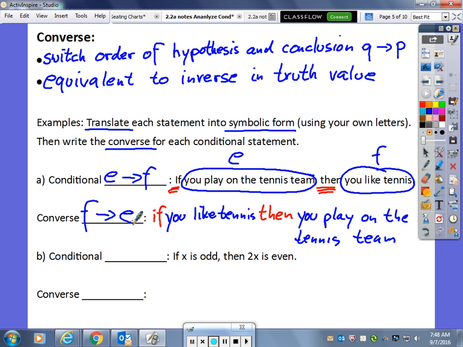All right, let's look at our next example. If x is odd, then 2x is even. X is odd is our hypothesis. 2x is even is our conclusion. Our hypothesis I'm going to indicate by the letter G, and our conclusion by the letter H. In symbolic form, therefore, I can write G, arrow, H.